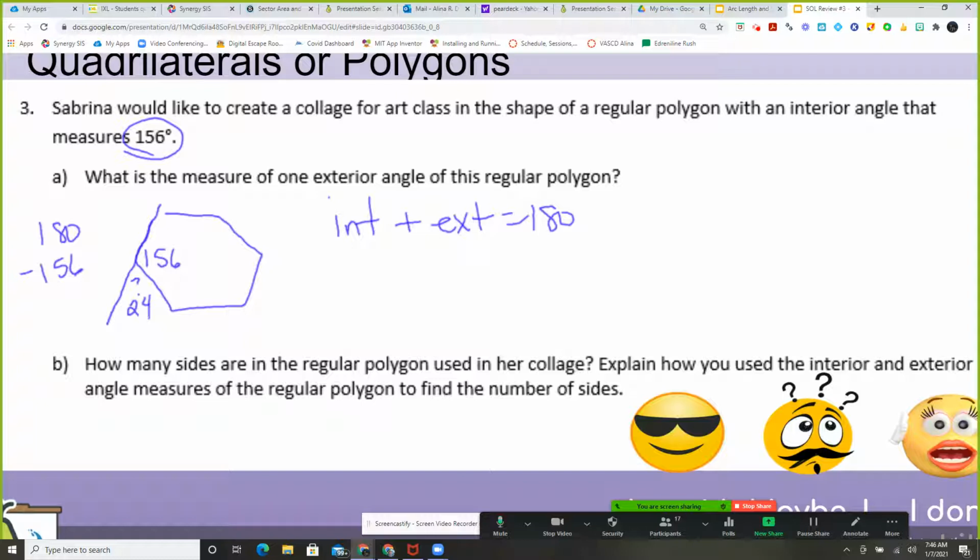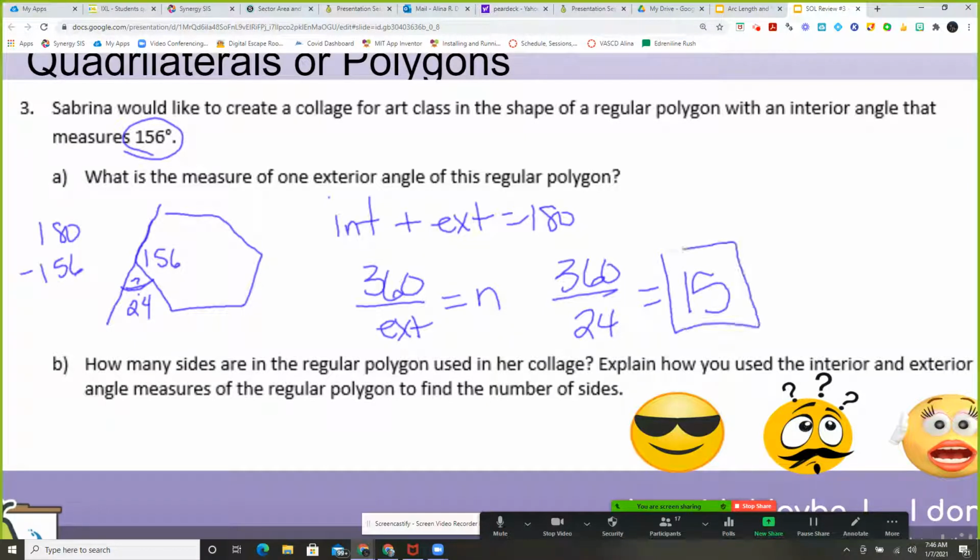And then you have to remember another equation: 360 divided by the exterior angle gives you the number of sides. So once I know that exterior angle of 24, 360 divided by 24 equals what? Anybody? I got 15. Is that what you got, Victoria? Yeah. Awesome.